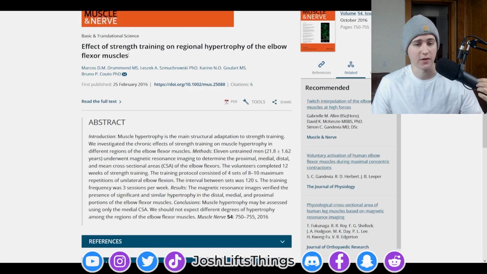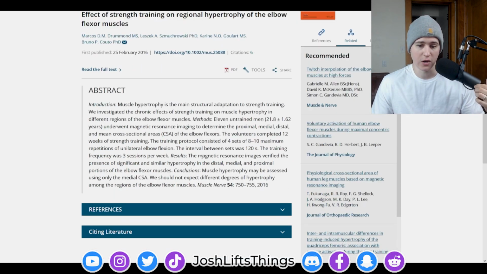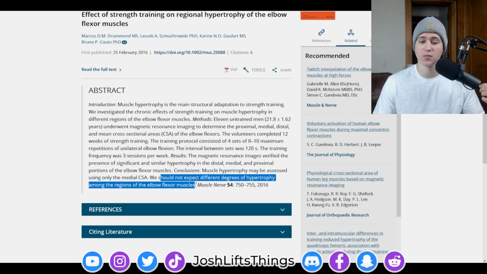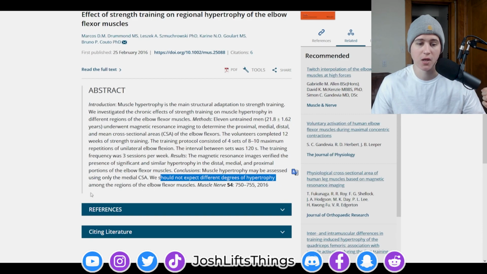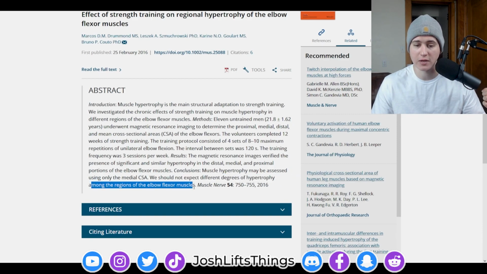Here's another study: "Effective strength training on regional hypertrophy of the elbow flexor muscles." You can see here, the magnetic resonance images verify the presence of significant and similar hypertrophy in the distal, medial, and proximal portions of the elbow flexor muscles. Conclusions: muscle hypertrophy may be assessed using only the medial CSA. We should not expect different degrees of hypertrophy among the regions of the elbow flexor muscles.